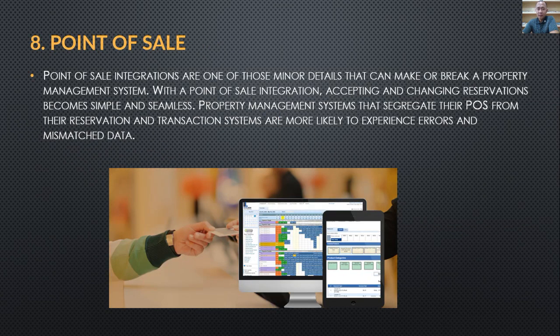Then the point of sale. So the point of sale integrations are one of the most important details that can make or break a property management system. So this is how important it is. With a point of sale integration, accepting and changing the reservations becomes simple and seamless. The property management systems that segregate their POS from their reservation and transactions system are more likely to experience errors and mismatched data.